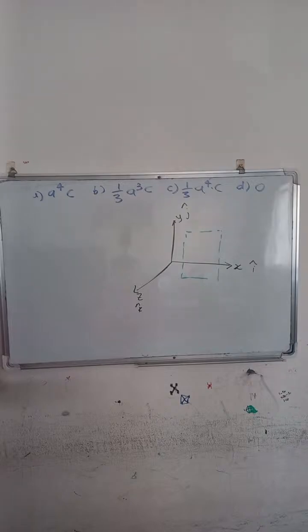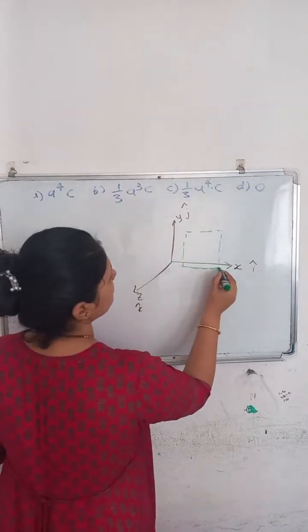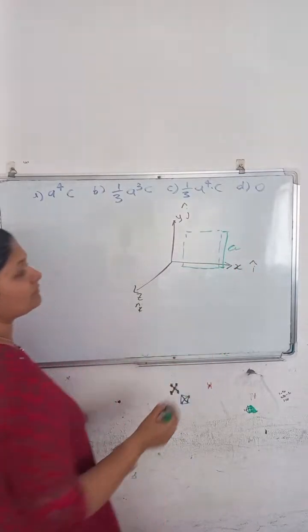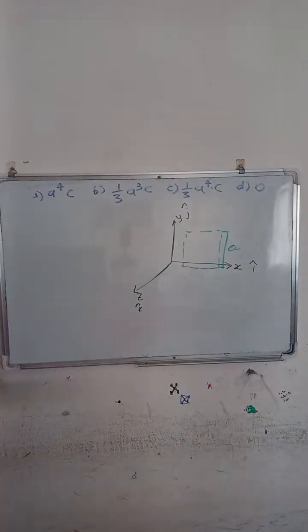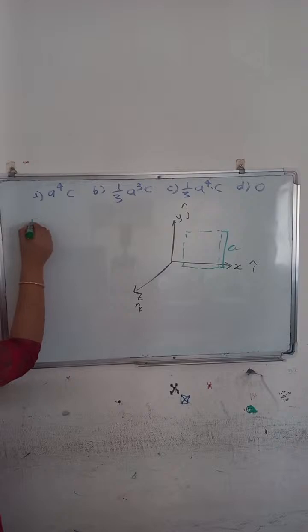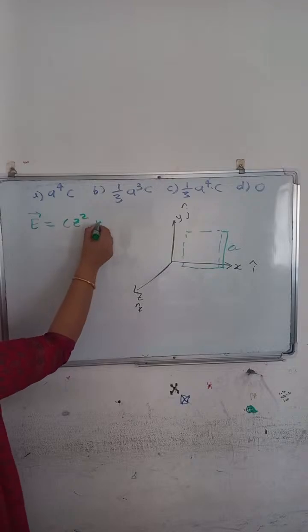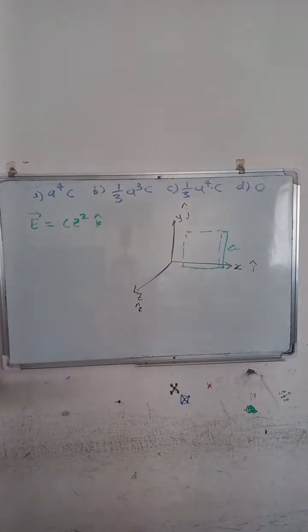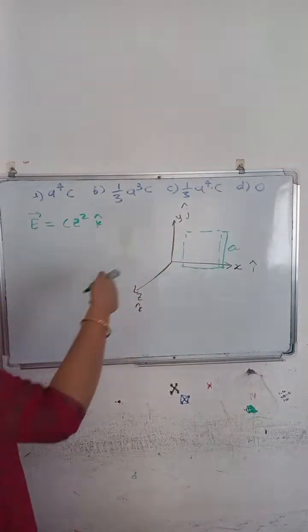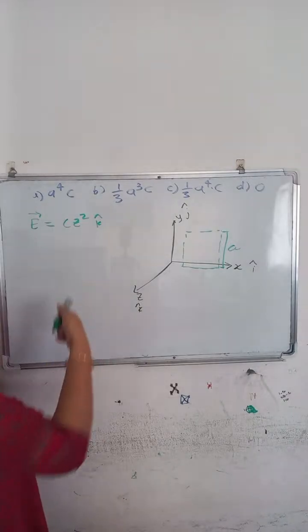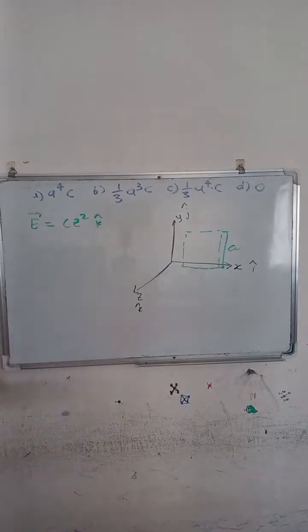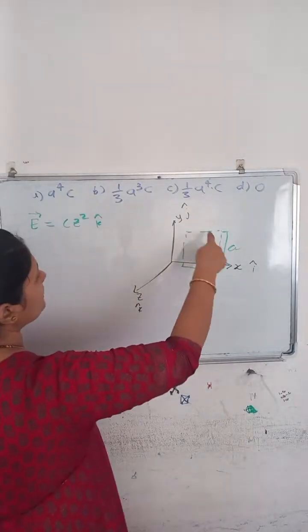And each side of this square is nothing but how much? A. The side of the sheet is A here. And electric field is given. Electric field is nothing but CZ square K cap. K cap means along the Z axis, electric field is coming outward perpendicularly. That is the meaning of this K cap. And they are saying the electric flux through the sheet is, so we have to calculate the electric flux through this sheet.